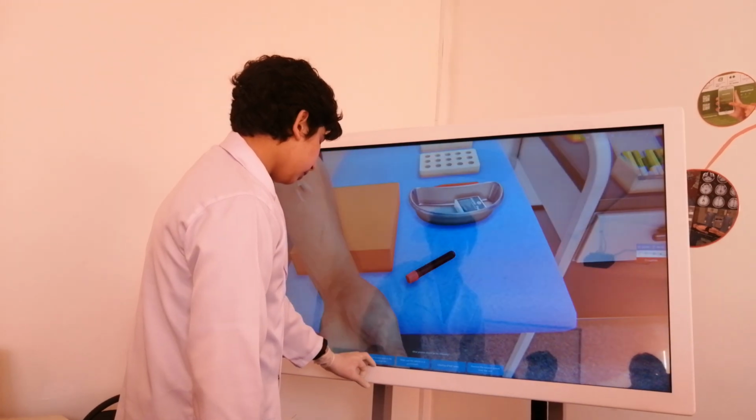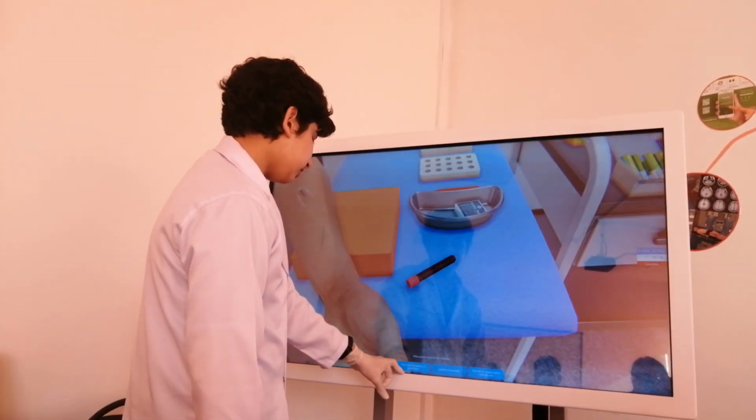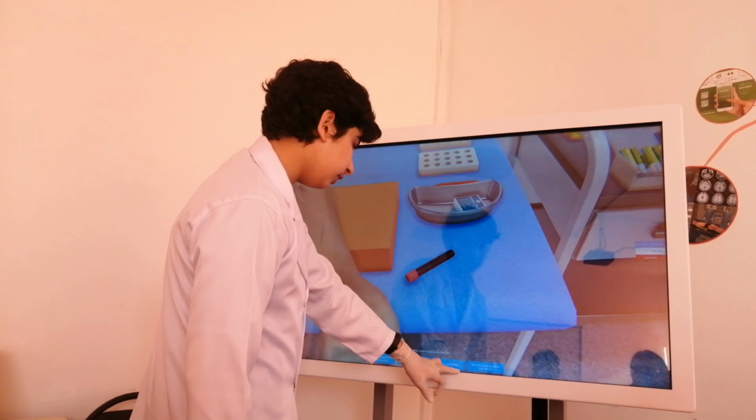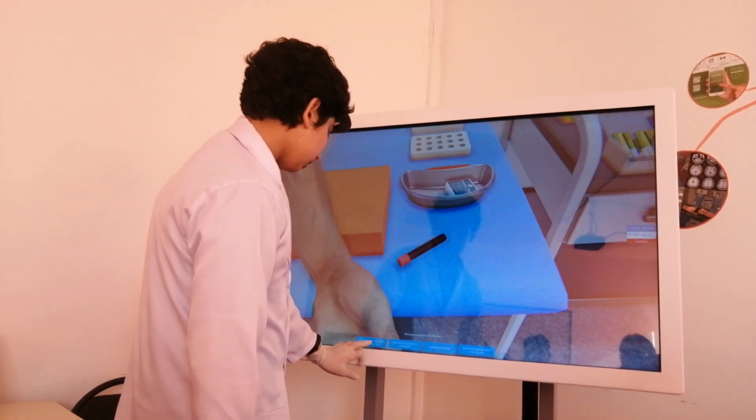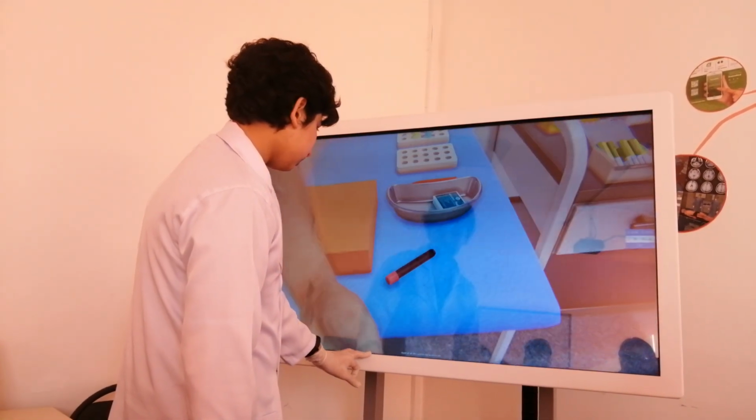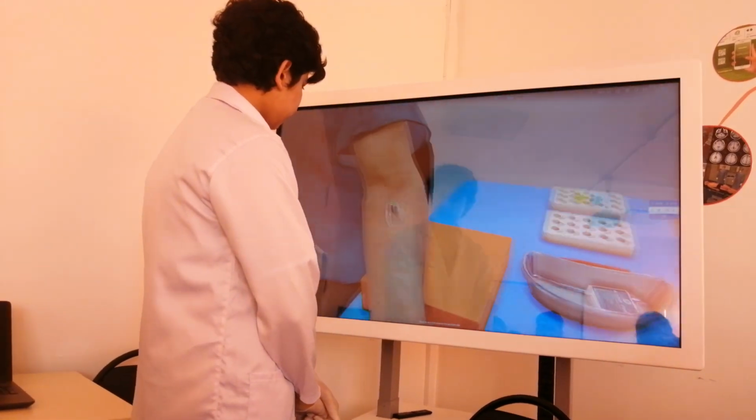Apply an alcohol wipe to the vein puncture site. Make sure the patient is in good health. Labeling of test tubes. Remove the vacuum system from the vein. Apply an alcohol wipe to the puncture site.